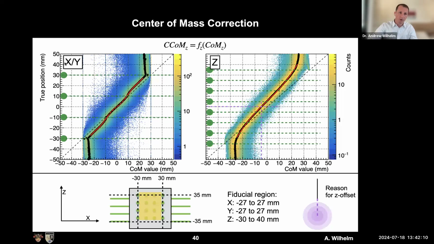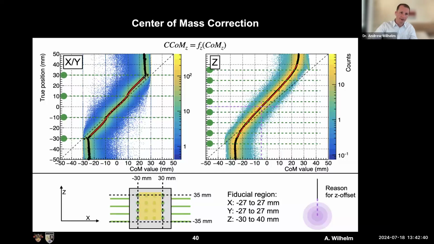Over here, you have the X and the Y planes. They're the same as each other because the detector is symmetrical in those dimensions. On the Y-axis here, we have the true position of events. Each one of these data points represents a separate event, showing the true position and then where the center of mass value solved for. You can see in red a region where the center of mass values and the true positions are roughly the same. They require some adjustment, but not much.